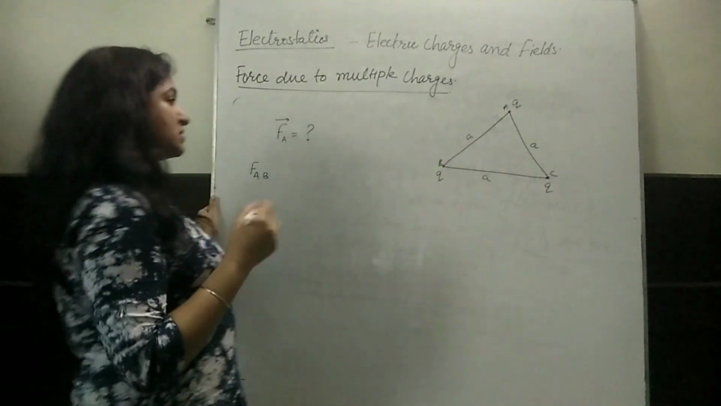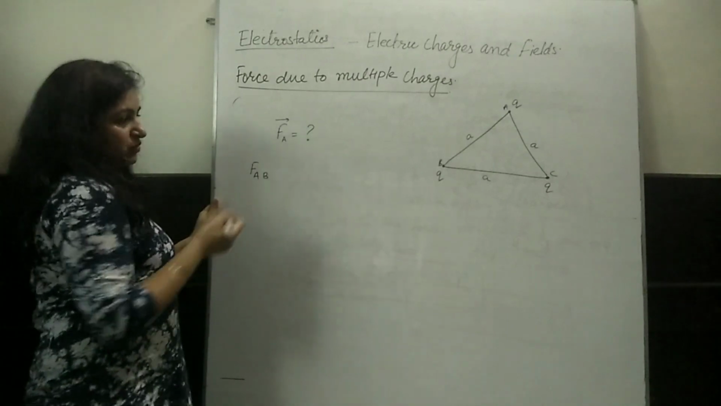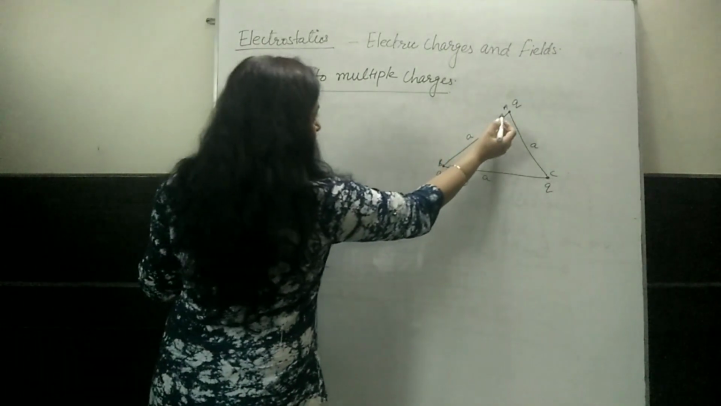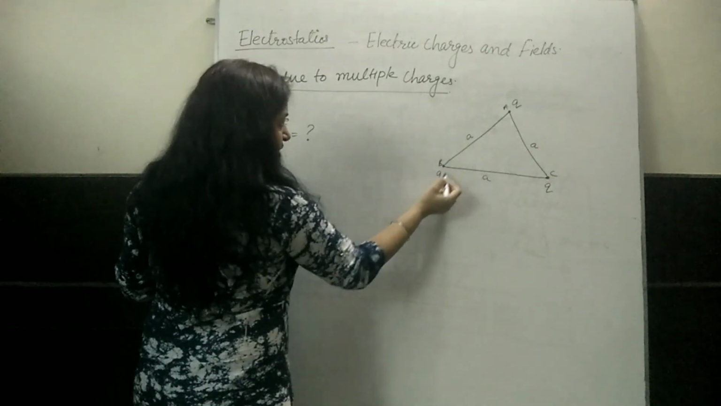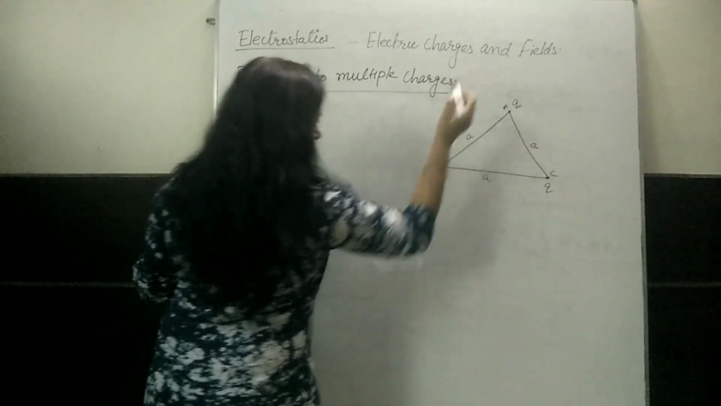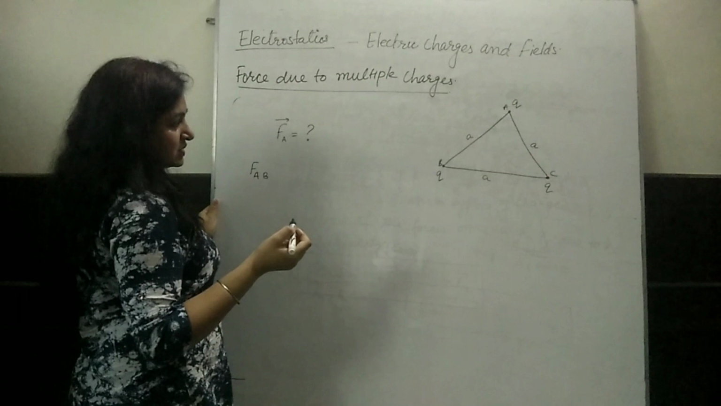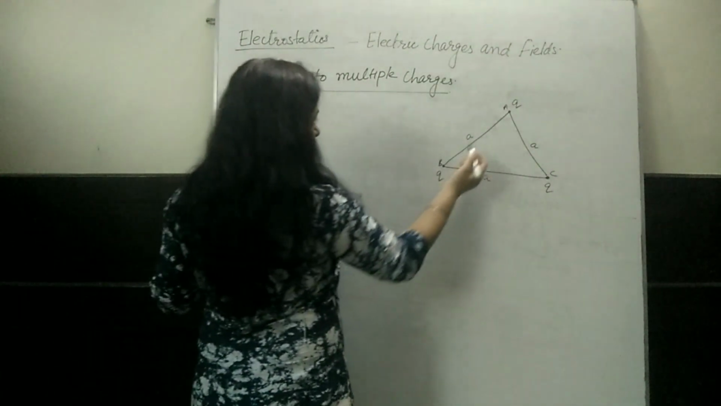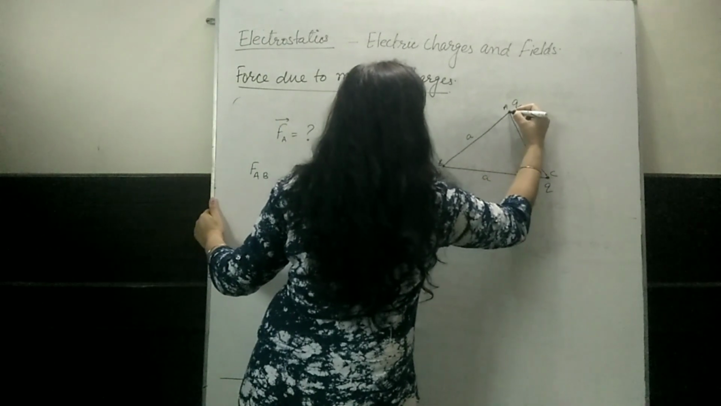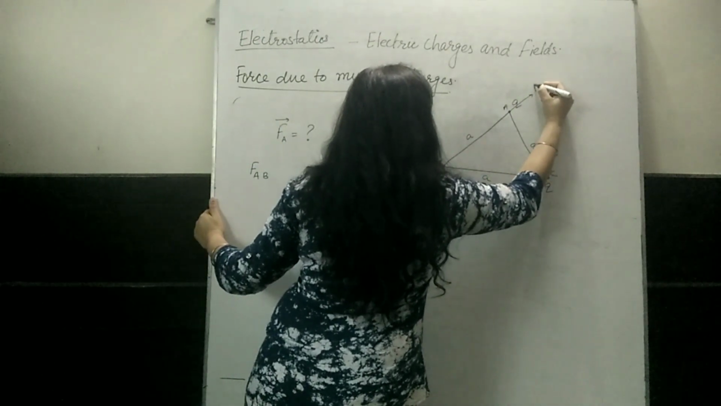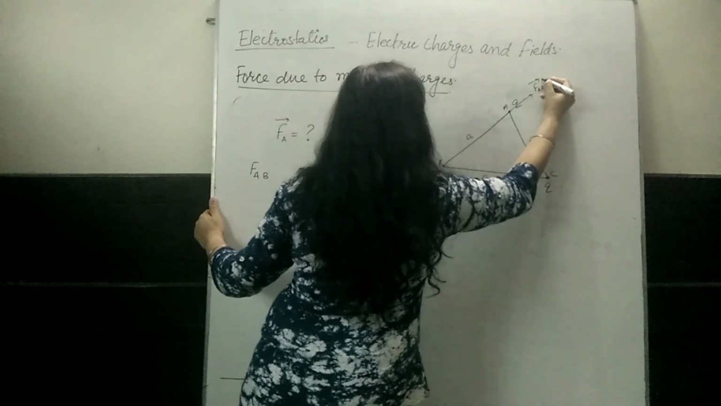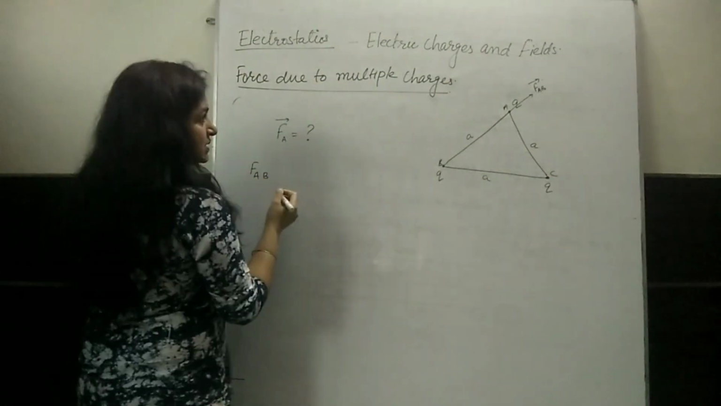That is also required. A distance is required. Without distance we can't write the actual magnitude of the force. So let us consider this charge is applying force on this charge, and because both of them have the same sign, that is positive sign, this charge is going to push this charge away from it. So this would be the direction of FAB.